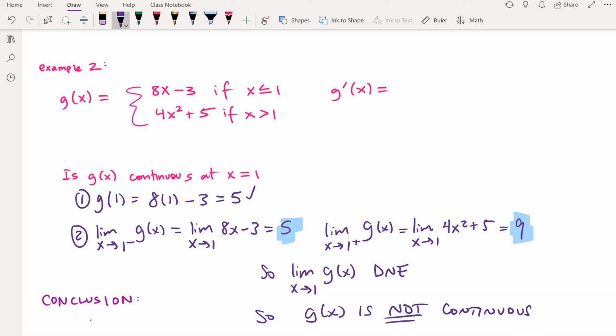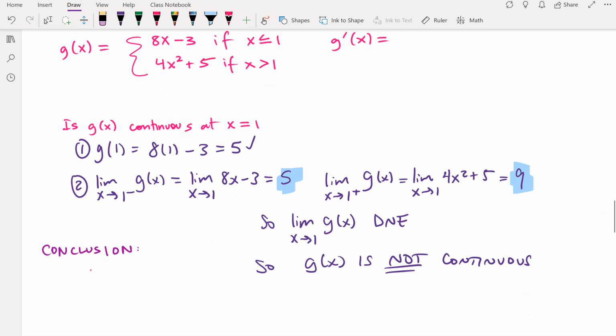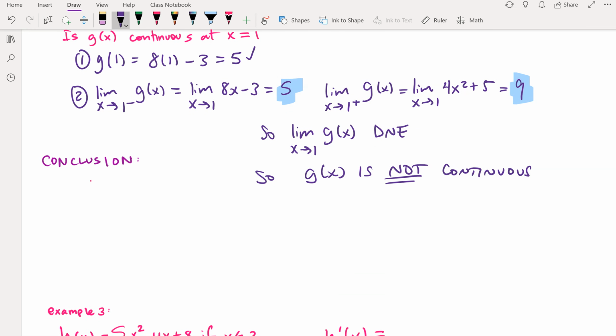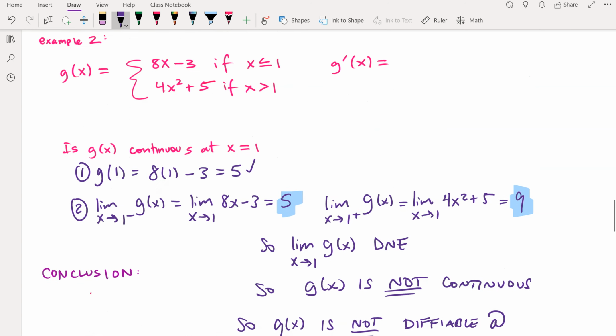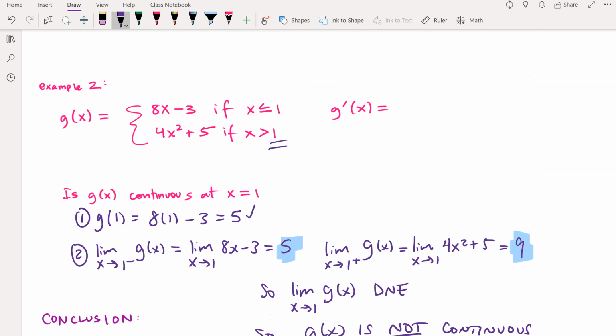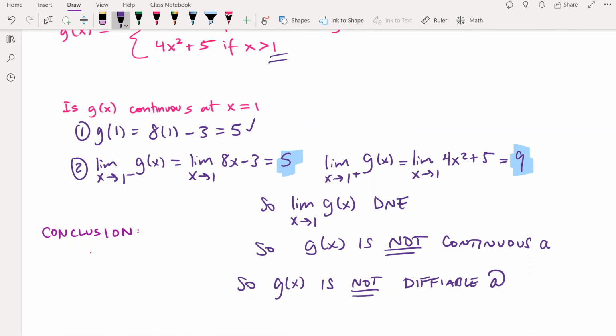Okay, time out. Didn't we just learn something about continuity and differentiability? Can a function be differentiable if the function is not continuous? No. So, is g differentiable? No. So we say g of x is not continuous, so g of x is not differentiable. We need to say at the specific x value that we are looking at. So we are looking at x equals 1. So g of x is not continuous at x equals 1, and it is not differentiable at x equals 1.